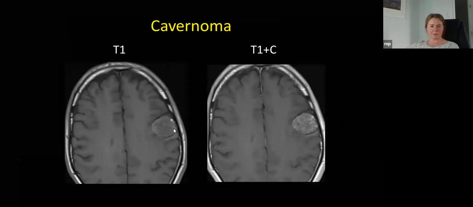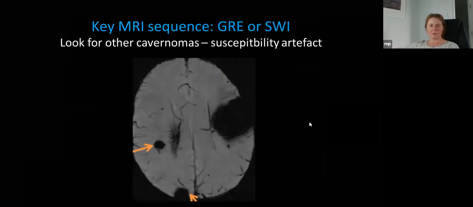So on a T1, cavernoma can look a little bit more popcorn. So you get these foci of high T1 signal. And this is a post-contrast T1, where you see a sort of mild enhancement. Your key MRI sequence for somebody who you think has a cavernoma is to do either a gradient echo or susceptibility weighted imaging. So susceptibility weighted imaging is just, I don't know, Tesla compared to Skoda. Just shows you a lot more detail than a gradient echo.